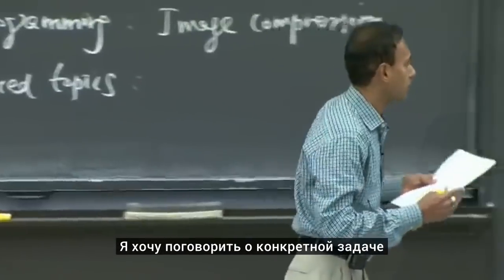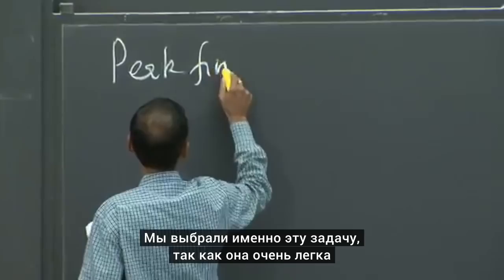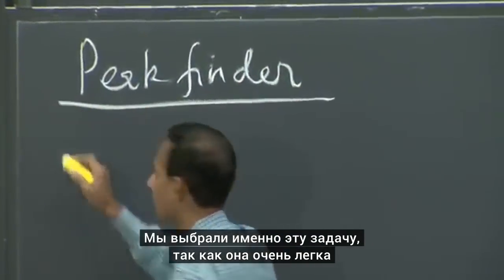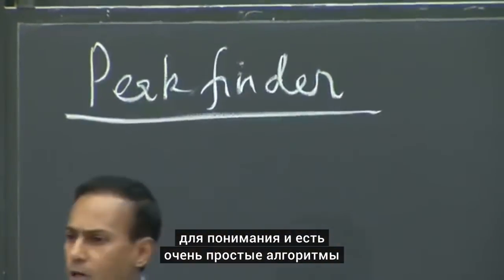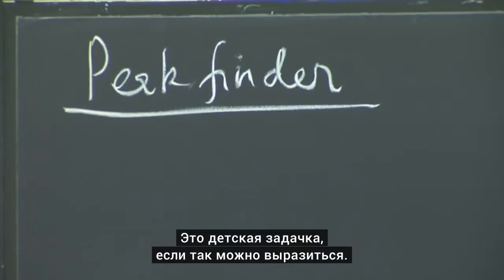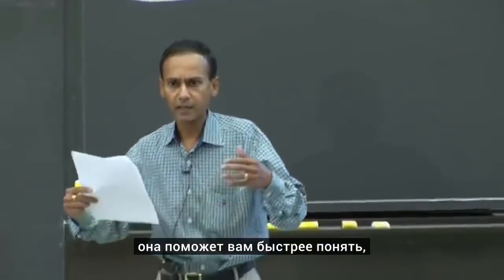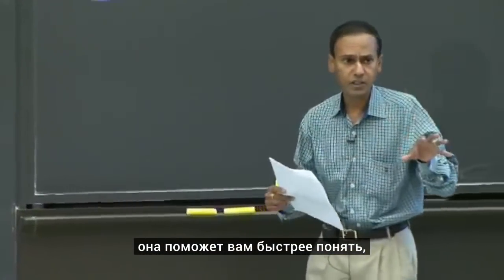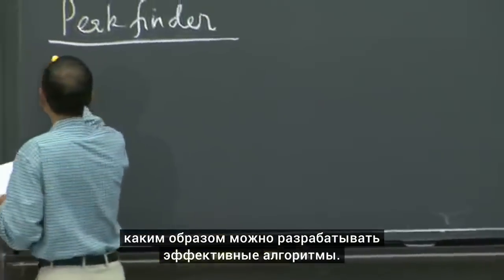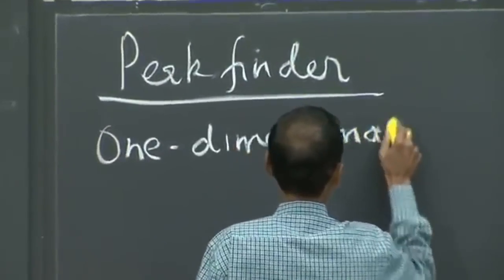I want to talk about a specific problem and talk about algorithms for a specific problem. We picked this problem because it's so easy to understand, and there are fairly straightforward algorithms that are not particularly efficient to solve this problem. And so this is a kind of a toy problem, but like a lot of toy problems, it's very evocative in that it points out the issues involved in designing efficient algorithms. So we'll start with a one-dimensional version of what we call peak finding.